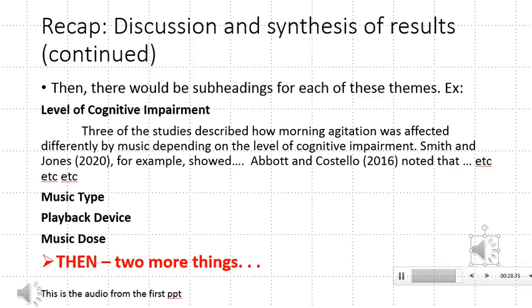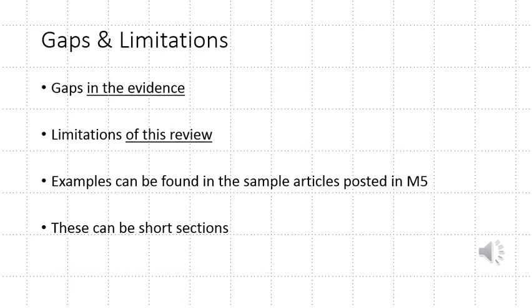But then once you're done discussing these themes, there are two more things to put in this section of your paper. And the two things that result from your synthesis of the literature are gaps in the evidence. That's gaps in the evidence that's available for you to use, and limitations of this review.